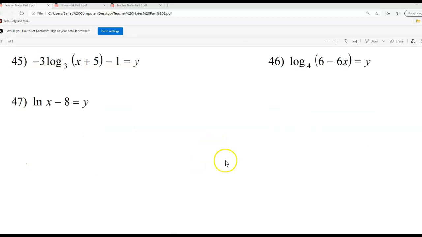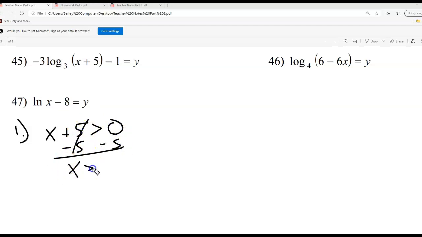jump into number 1 here. So for number 1, I guess 45, I should say. We're going to take our argument. We're going to make it greater than 0. We're going to solve for x. That means that x has to be greater than -5, which means that my vertical asymptote is going to be at x equals -5. So I'm going to have an invisible boundary at -5 on my graph.